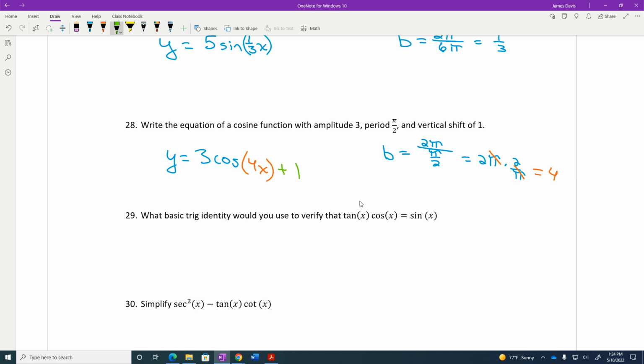Yeah, swap out tan with sine over cosine. Generally, a good strategy is changing things to sines and cosines. So we make that swap. And then see that the cosines cancel. And we end up with sine x equals sine x.